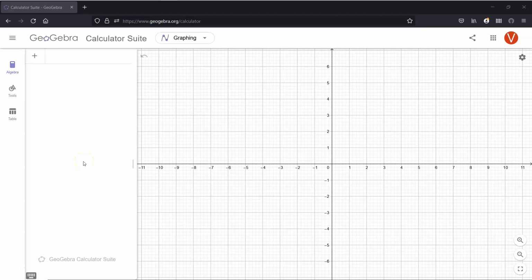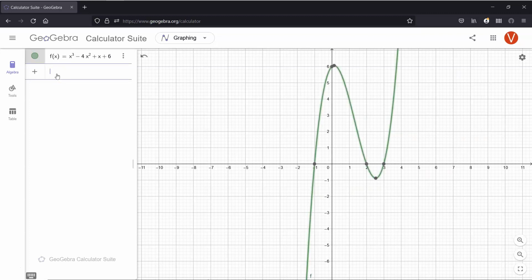Let's look at transformation of equations graphically. So let's say we have an equation x cube minus 4x square plus x plus 6. I won't mention equal to 0. So let's treat this as a function.